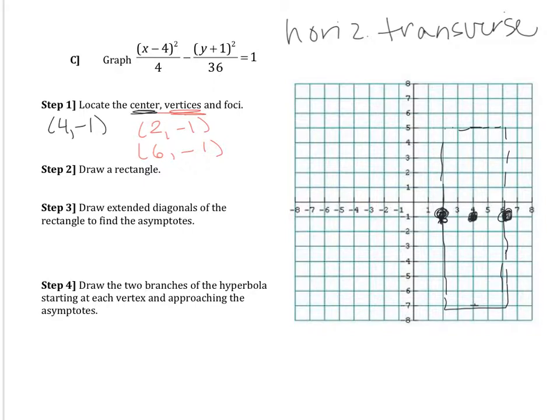Okay, so we've got our rectangles. We're going to draw our diagonals and then place our hyperbola approaching those diagonals on either side. Okay, and the last, we didn't find the foci here, sorry.